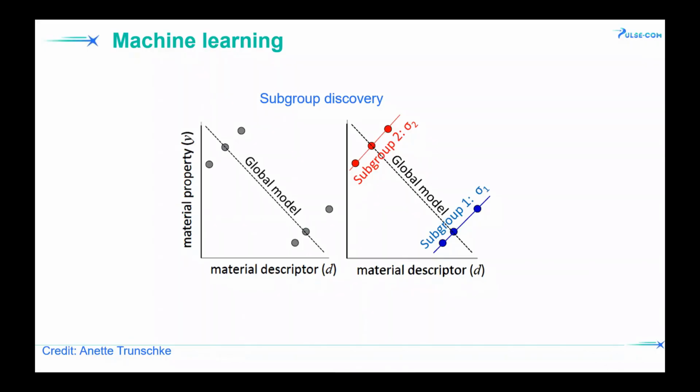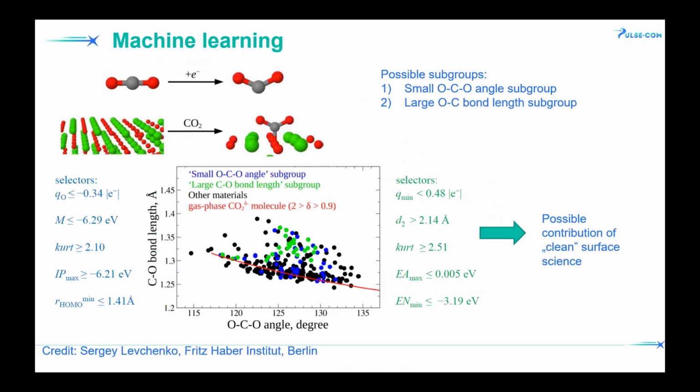So here's a very simplified cartoon. We have some descriptor, we have another material property, and we get results like this. If we fit one model, a single linear model to the data, we don't get very good results. But if we think a little bit harder, or we let the machine think a little bit harder, it can find that actually there are better fits. If you split into two, you can fit the data to the red points and another property to the blue points. And this is, as I said, very much simplified, but it has also been used by the Fritz-Haber Institute, by the theory group of Sergei Levchenko, to calculate catalysts for CO2 absorption.